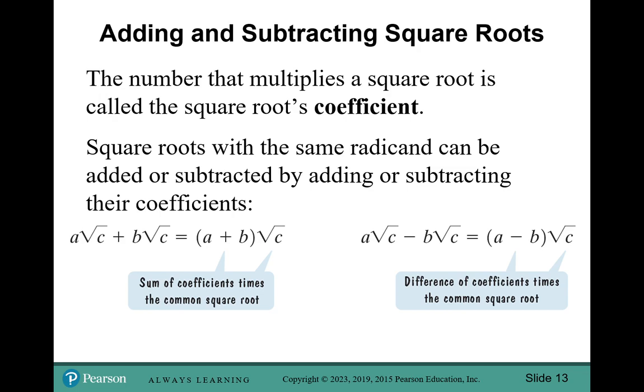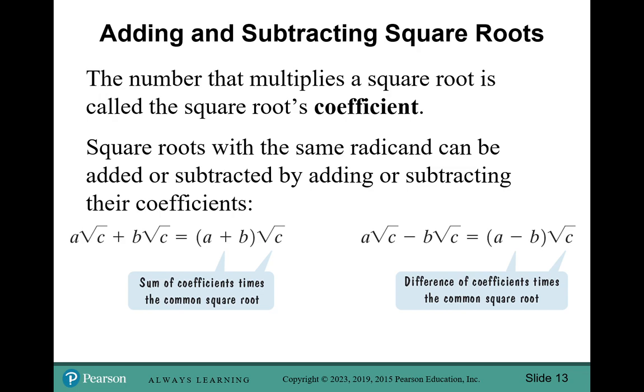Square roots with the same radicand can be added or subtracted by adding their coefficients. So we get a times the square root of c plus b times the square root of c equals parentheses a plus b, square root c. So the sum of the coefficients times the common square root.